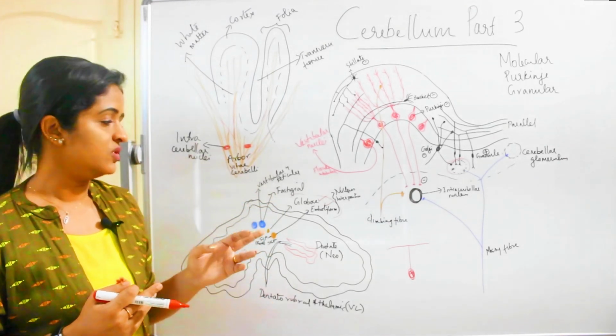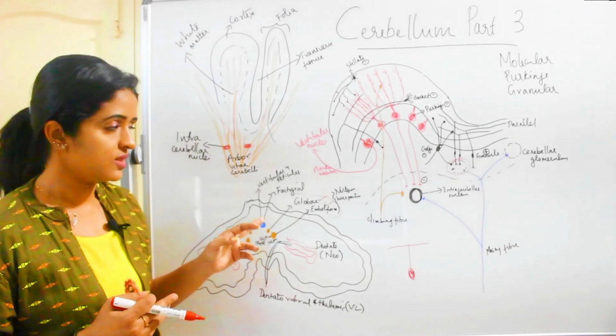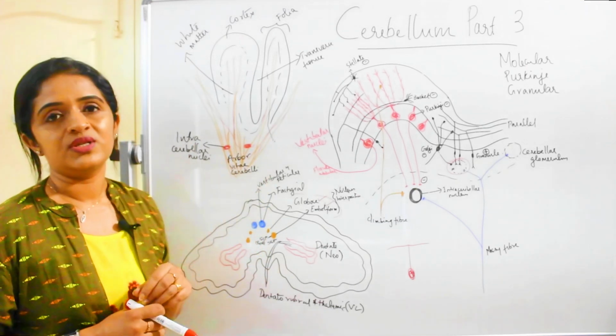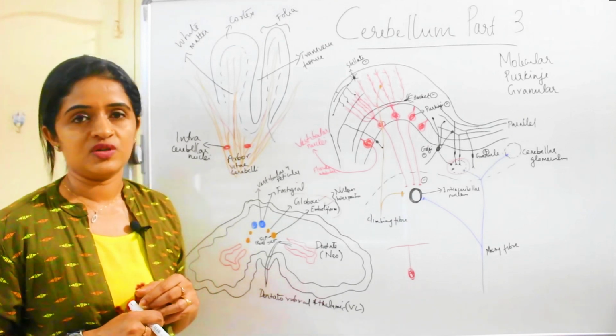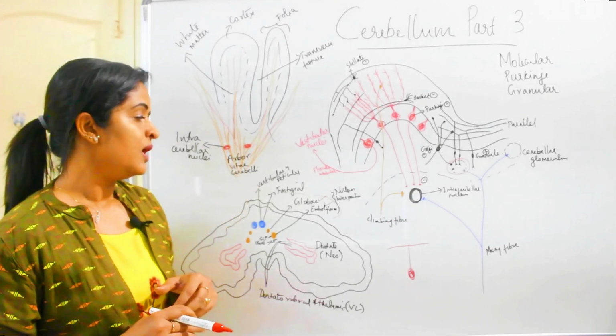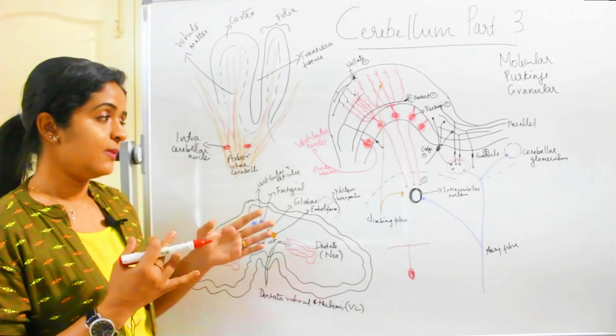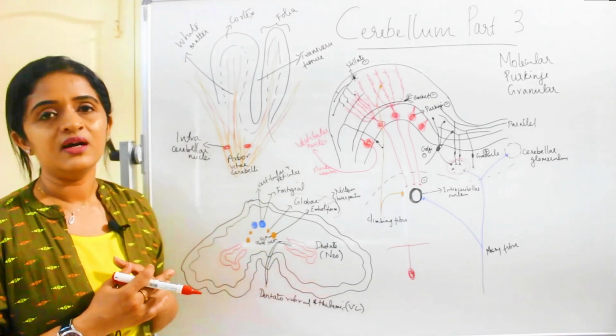So what happens to the fibers coming out of the fastigial nucleus? They go directly to the vestibular nuclei and the reticular formation. That is how the fibers emerge from the intracerebellar nuclei.